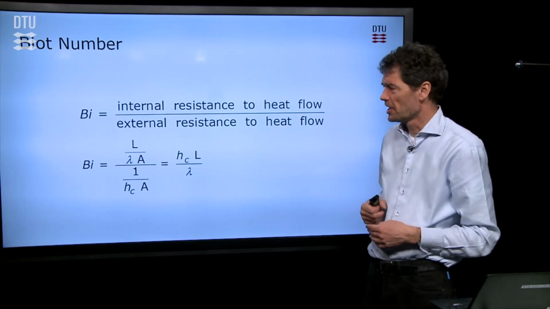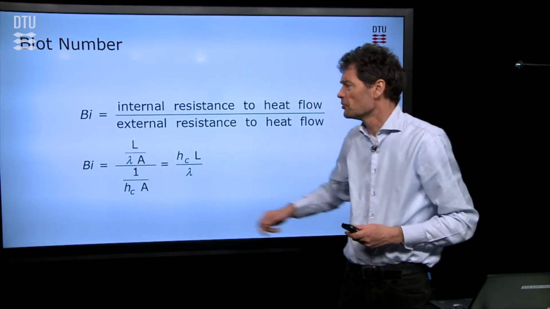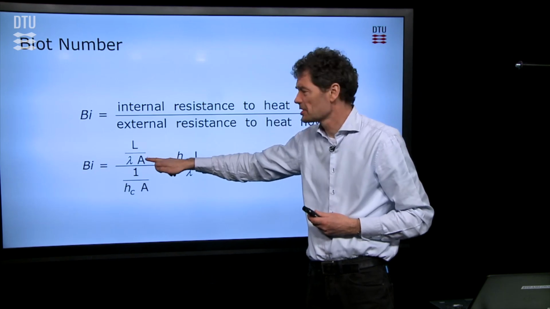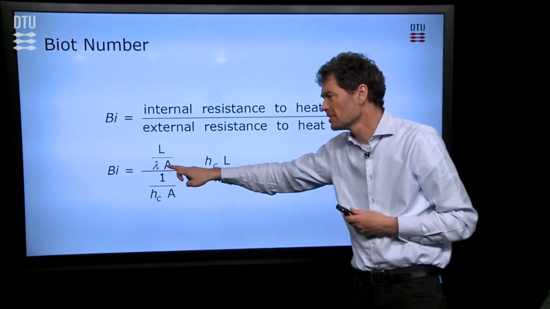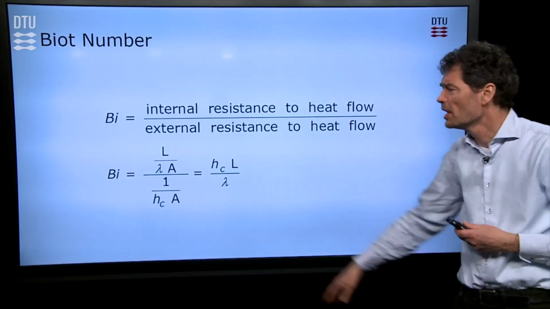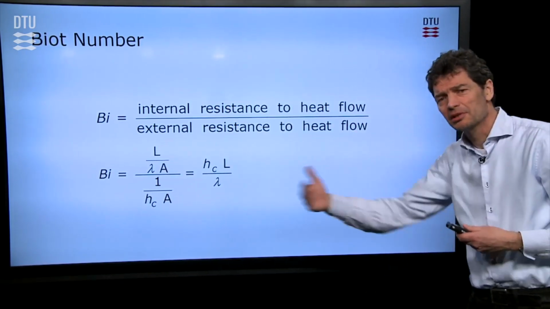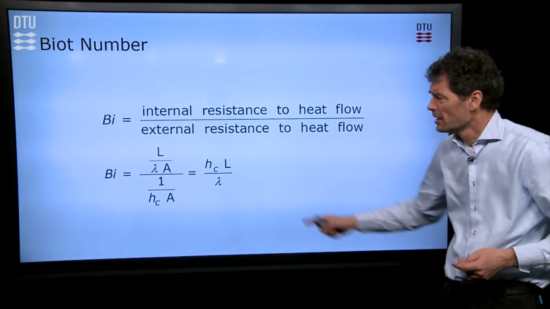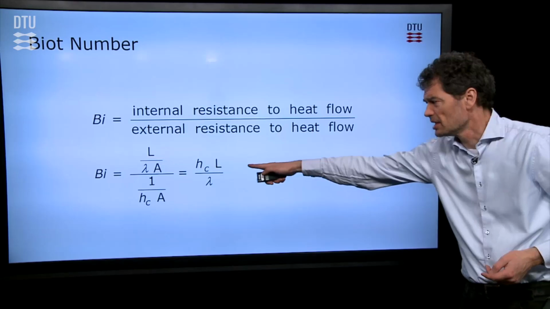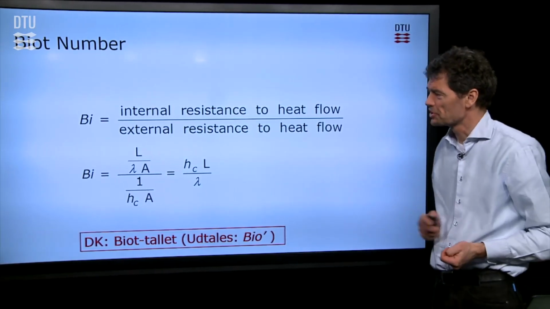We can put some calculations to it. Again, by calculation, we represent the resistance to heat flow inside the material, so a characteristic length or size of the material over the thermal conductivity and the area of the material. Up here in the numerator, and in the denominator, we put the resistance that represents the heat flow coming towards the surface of the material. And some things eliminate, so we can write it a little more simply here. The Biot number, and in Danish.